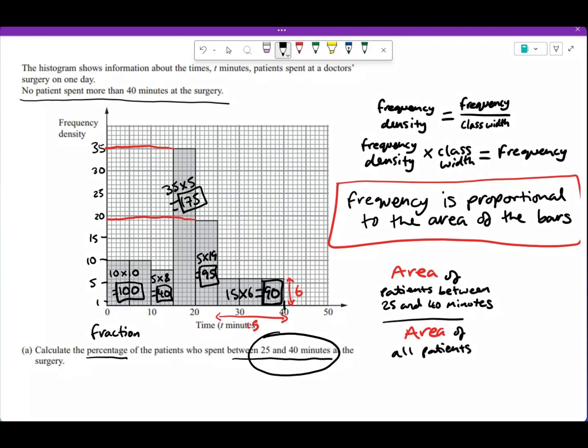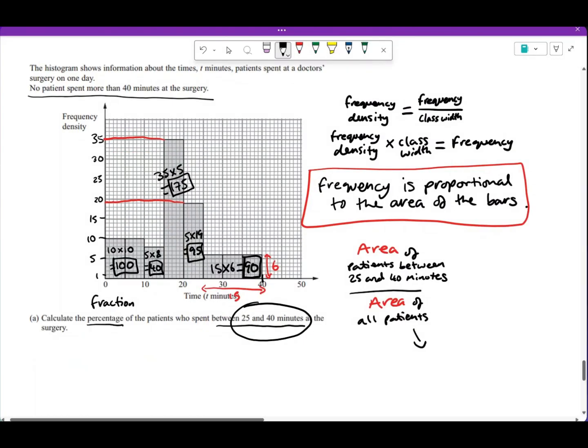So now what I can do is add up all of those circled numbers to get the total area of my histogram. So our calculation for our area would be 100 plus 40 plus 175 plus 95 and then plus 90. And then we'll pop that in the calculator and we get 500 boxes in total. So that's my denominator sorted.